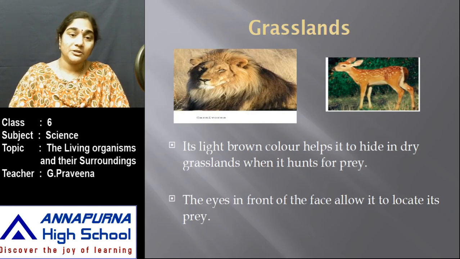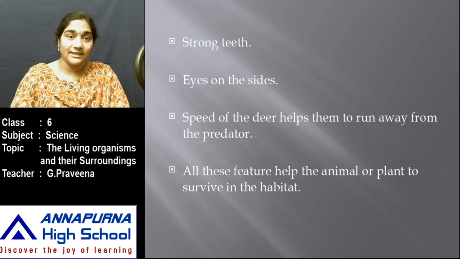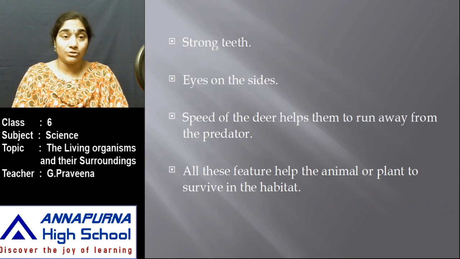So what are the specific bodily features that are seen in a deer? It has strong teeth. So these strong teeth help it to chew the hard plants or the stem of a plant. And you can also see that the eyes are present on the sides, so that it can easily locate the predator. It can look in different directions with the eyes placed on the sides.